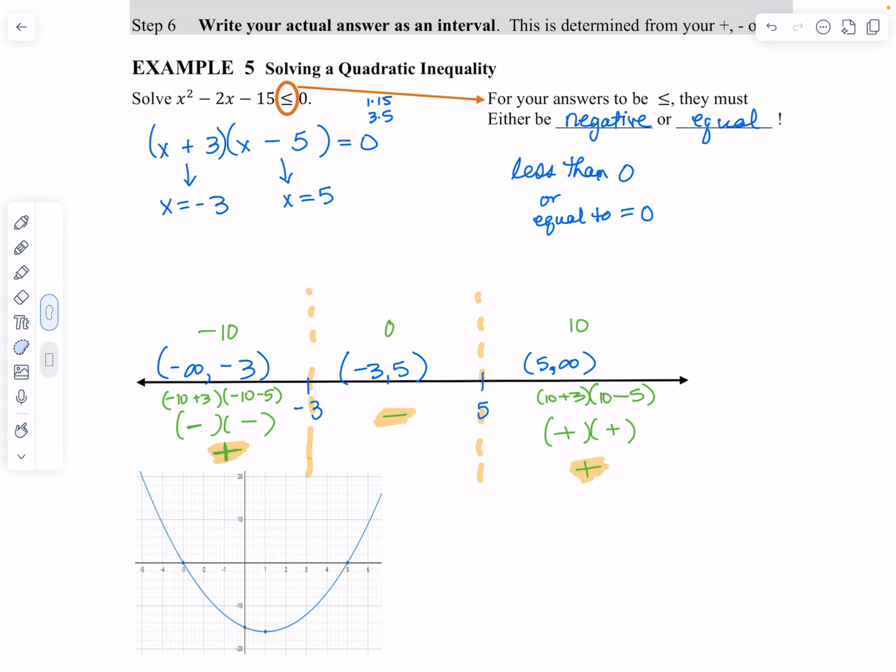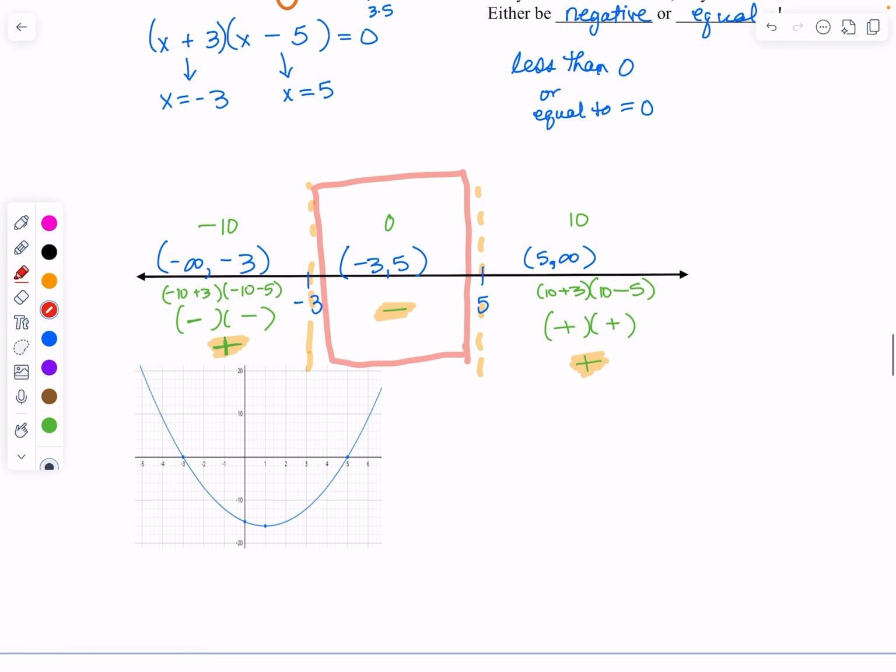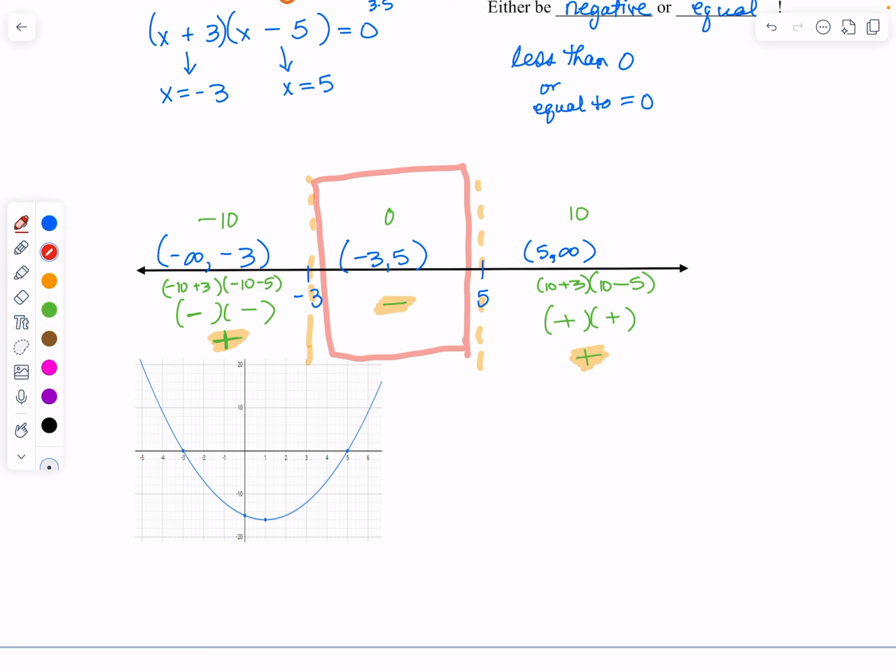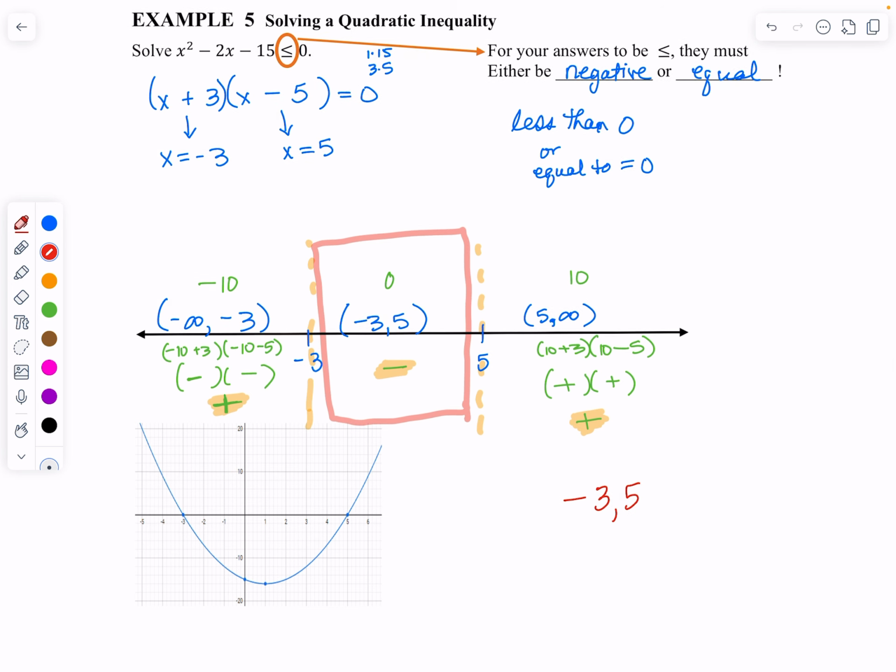I care about that because I know that my answer to this has to be less than or equal to 0. It has to be negative or 0. Now, which one of these was negative? Looking down there, the only one that's negative is this part in here, right? That's my negative. So that tells me that my answer is going to be negative 3 to 5. Now notice I didn't automatically put my parentheses, okay? Didn't automatically put my parentheses because it could be or equal to 0.